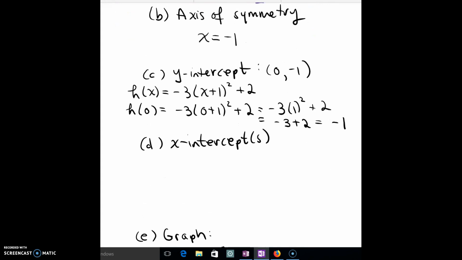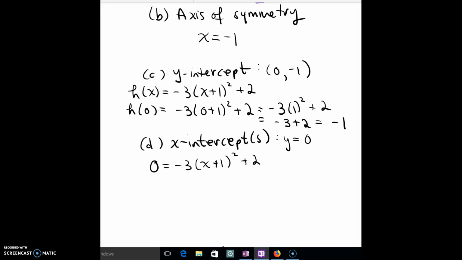For our x-intercepts, here's when we substitute in 0 for y. The definition of the x-intercept is when y is equal to 0. We don't have y, so instead we're going to use h of x. Remember that h of x is the same thing as saying y. So we're going to substitute 0 in for h of x, and we get 0 is equal to negative 3 times (x plus 1) squared plus 2. And now we have to solve for x.